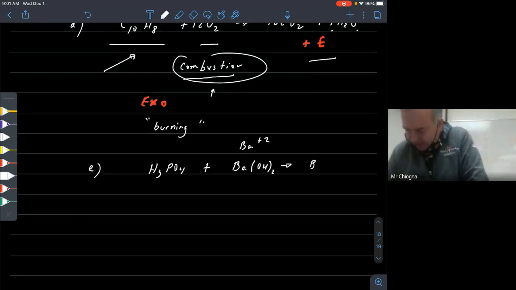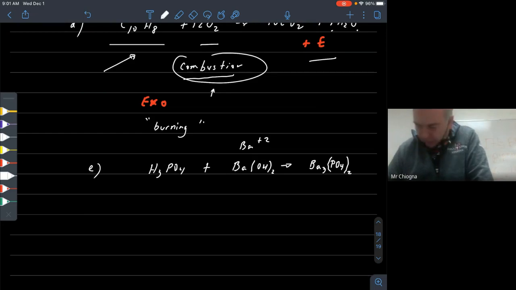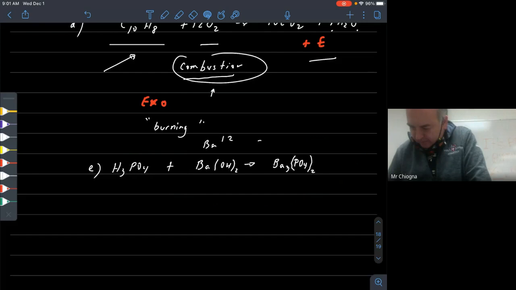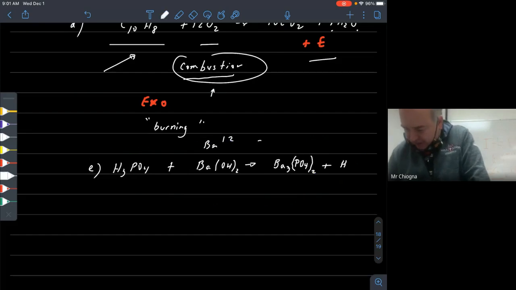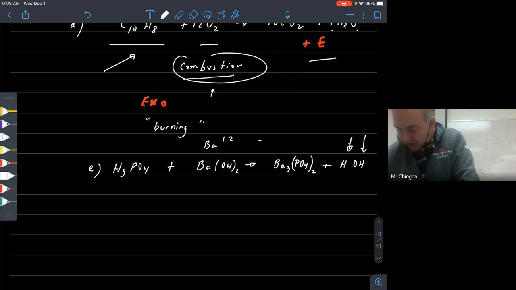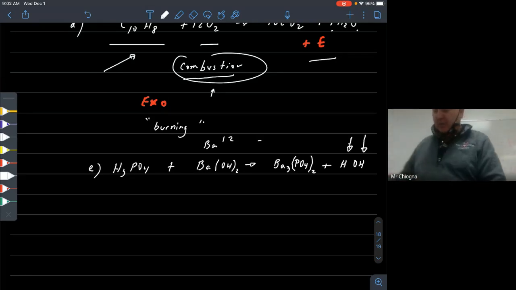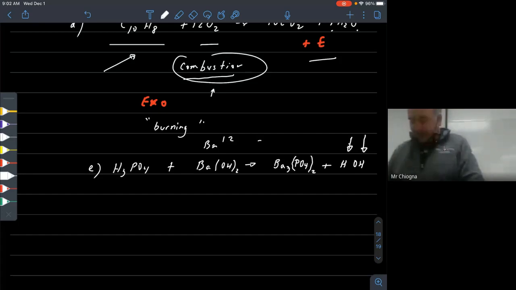I'm going to write it down quickly here. It's Ba3PO4 bracket 2 plus water. I need more room here, so I'm going to move it. Plus water. I'm going to write it like this: HOH. Different way of writing water. Why? That's to remind you that each water has 1 hydrogen and 1 OH. You can write it the other way if you want as H2O, but this is a quick way of balancing. I'll do that now. I'll categorize it in a second.